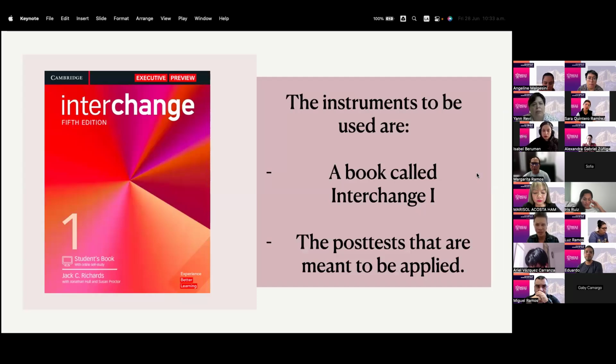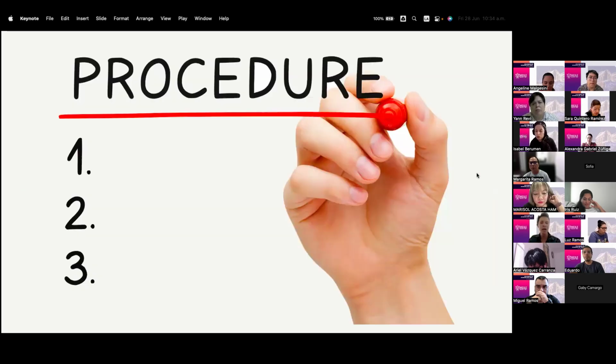What are the instruments that I am going to use? Well, they're very simple. The first one is going to be a book, the book that we use at school. It's called Interchange 1. It's the 5th edition. And the second one is going to be my post-test, the post-test that are going to be applied a week after each grammar topic is taught. I teach simple present, and after a week, I have the post-test. I teach simple past, and after a week, I have a post-test, and so on.